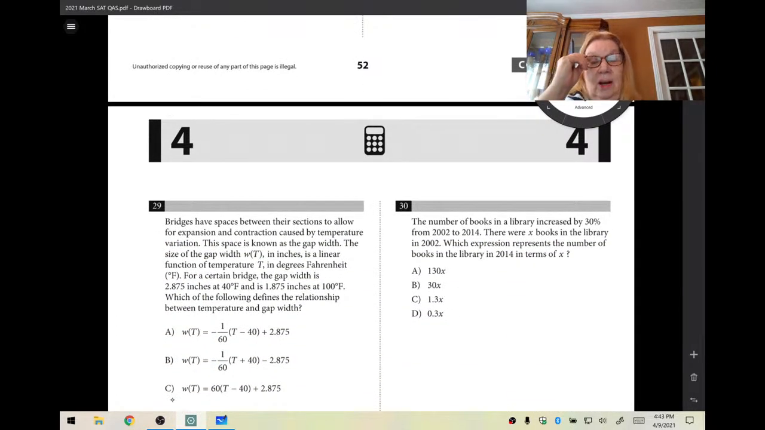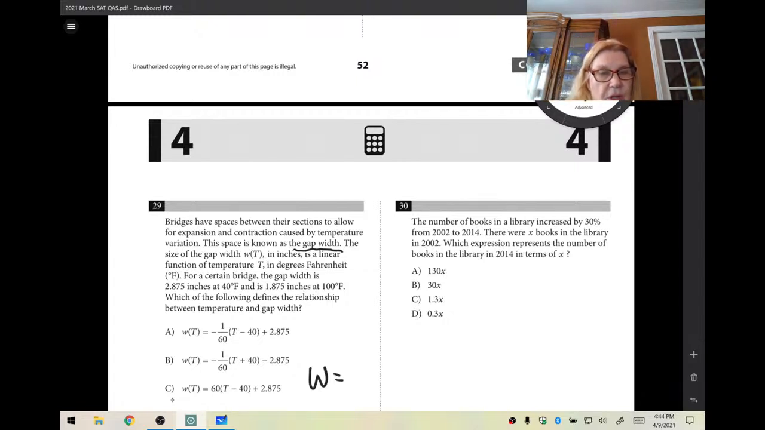This one was a little hard. I'm going to ask Jim for a little help on this. Bridges have spaces. So if you're an engineer, it allows for expansion and contraction caused by the temperature. The space is known as the gap width. The size of the gap, so the width is a function of the temperature for a certain bridge. The gap width is 2.875 inches at 40 degrees and 1.875 inches at 100 degrees Fahrenheit.